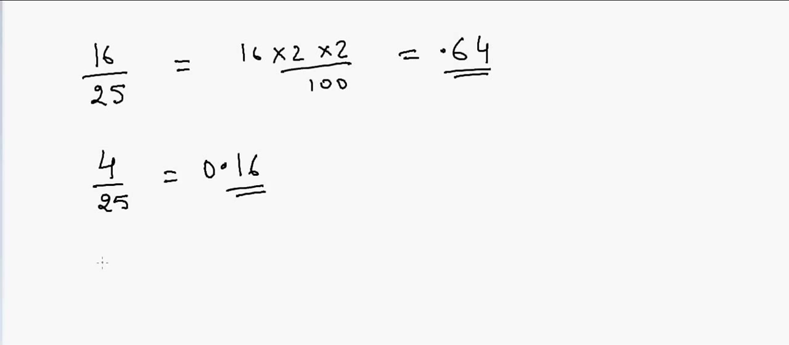Again, another example is if I have 44 to divide by 25. So 44 times 4, that's what we have to do. 44 times 2 is 88, and 88 times 2 will be equal to 176. So the answer will be equal to 1.76.